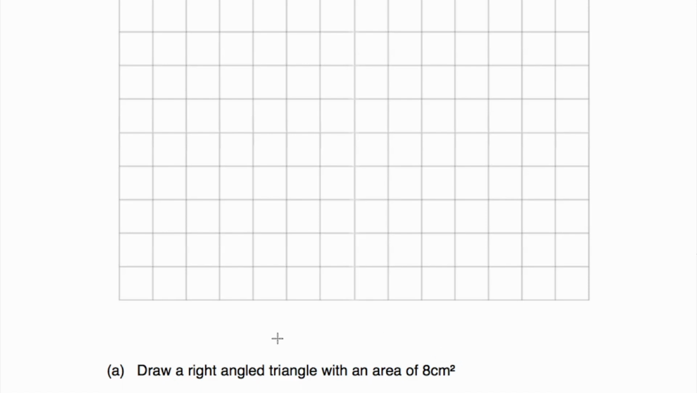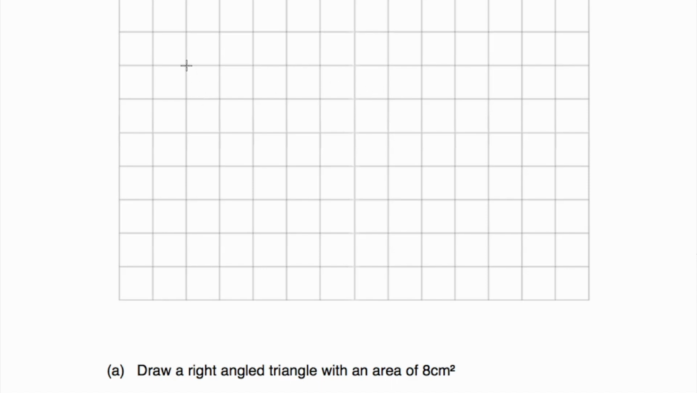So we want to draw a right angle triangle with an area of 8 centimeters squared. Unlike the rectangles that we looked at previously, we can't just choose 8 squares and draw a triangle, because with a triangle we're going to have to come across diagonally at some point, so we're not going to have just whole squares inside of it.